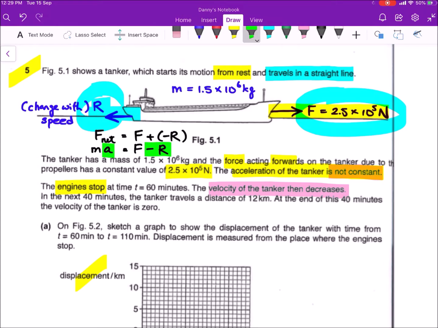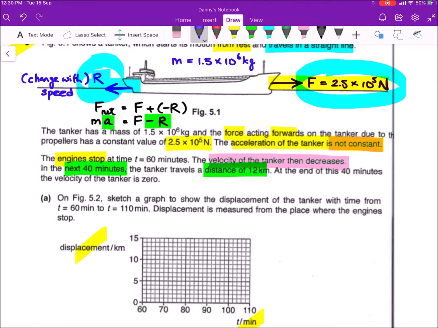Then after that, the question says that after another 40 minutes, the tanker is actually still traveling forward at 12 kilometers. So even though the resistive force is the only force acting on the tanker, it doesn't mean that the tanker will actually reverse and go the other way. So this is similar to the bus slowing itself down while it approaches the bus stop, right? So it slows down, but it is still going forward.